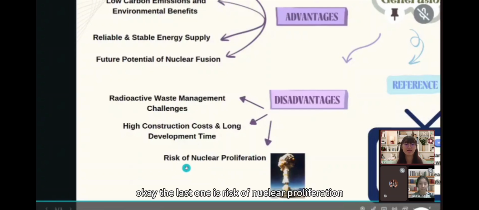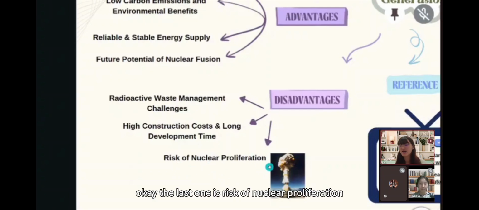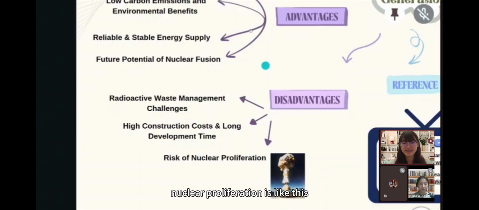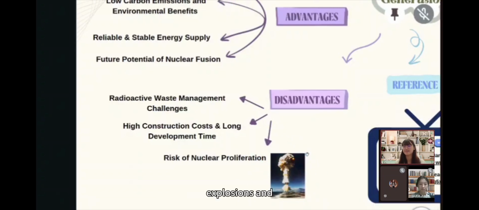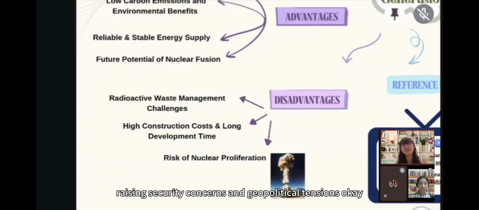Okay, the last one is the risk of nuclear proliferation. Nuclear proliferation, like in this photo, can lead to explosions, and nuclear technology can be used to develop nuclear weapons, raising security concerns and geopolitical tensions.